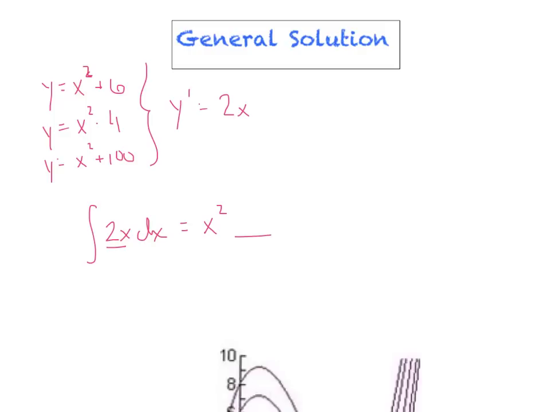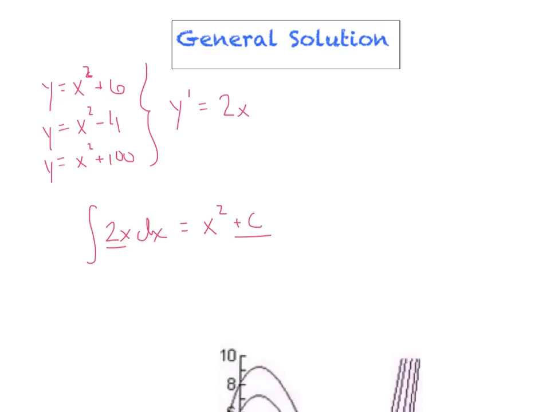But how do I know whether there should be a plus 6 or a minus 4 or a plus 100 dangling at the end? And so what we do is we say, well, we don't know for sure, so we just acknowledge the fact that there is a constant, and we simply don't have enough information to know what the constant is. So we always throw a plus c at the end of every single antiderivative we do, just to acknowledge the fact that there could be a constant there.